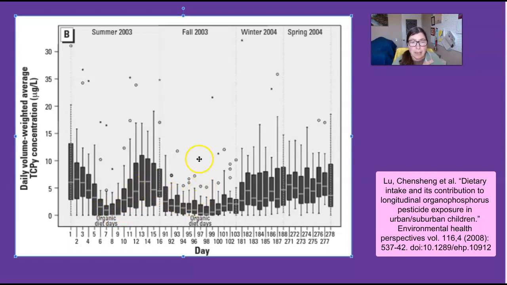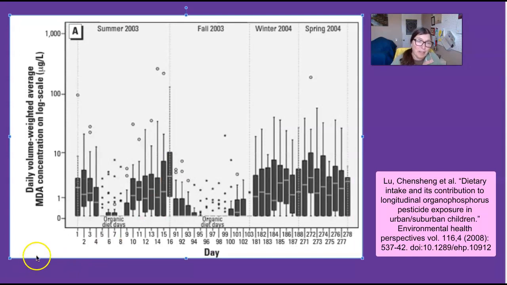Then they redid it again in the fall. The organic diet days are 95 to 99, and you can see that in the fall, the average level of pesticides in urine is lower anyway, but it still dropped when they switched to the organic food. So that's interesting. Let's look at another one.